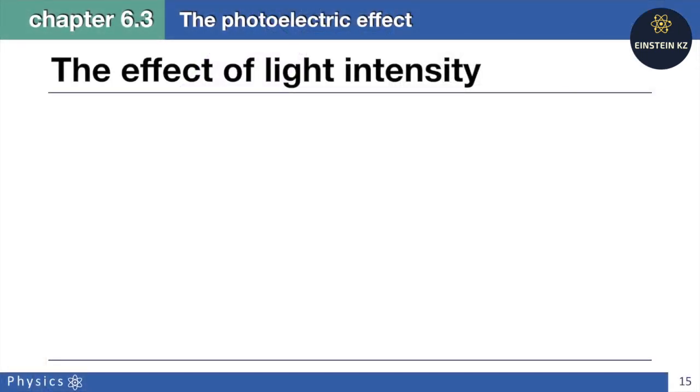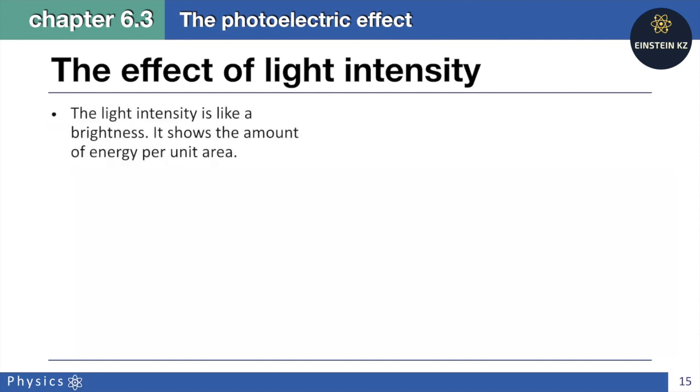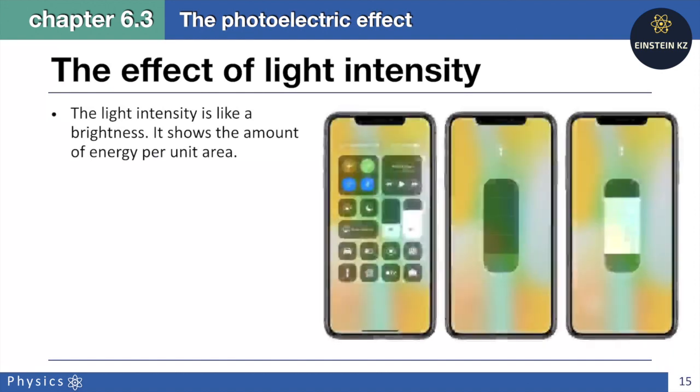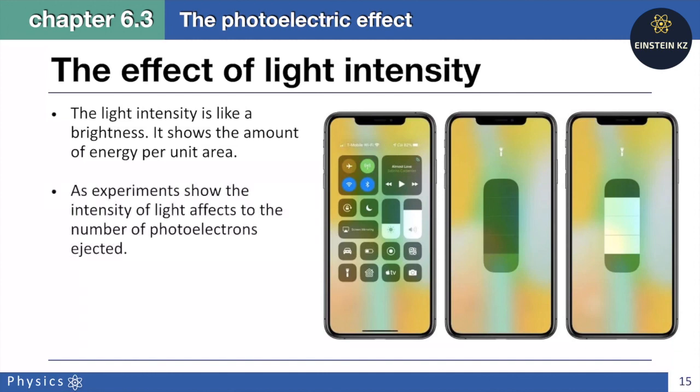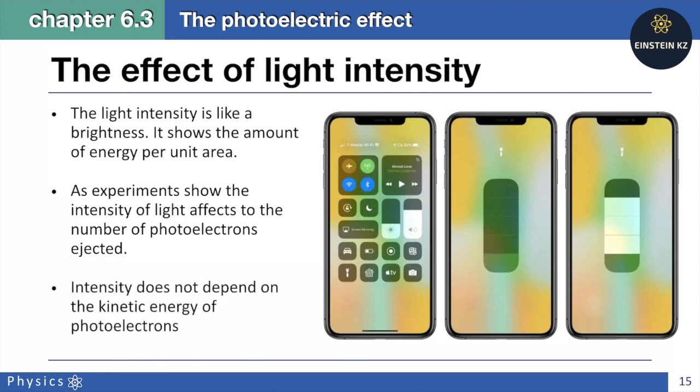Talking about the effect of light intensity, light intensity is like brightness. It shows the amount of energy from the light per unit area. For instance, if you use your phone, you can adjust the brightness using this button. According to experiments, the intensity of light affects the number of photoelectrons, but it does not affect the kinetic energy of the photoelectrons.